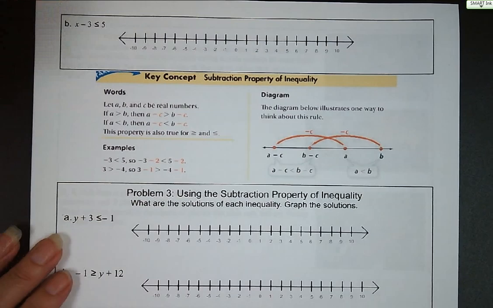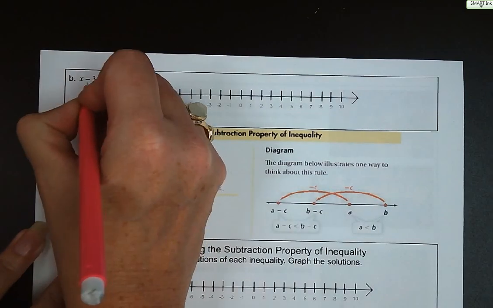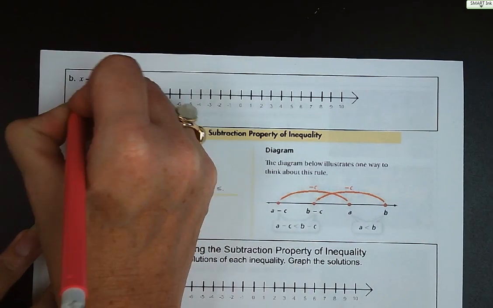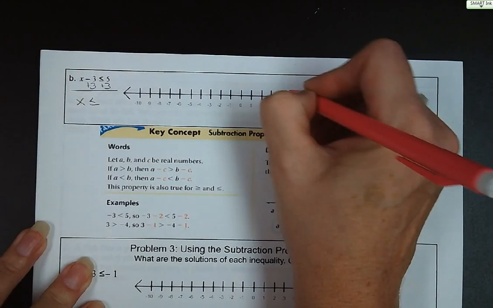Our second problem, x minus 3 is less than or equal to 5. We're going to add 3 to both sides. And x is going to be less than or equal to 8.